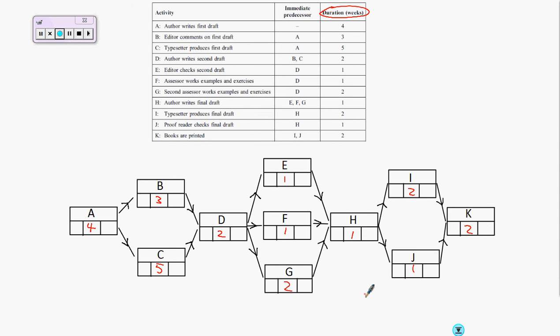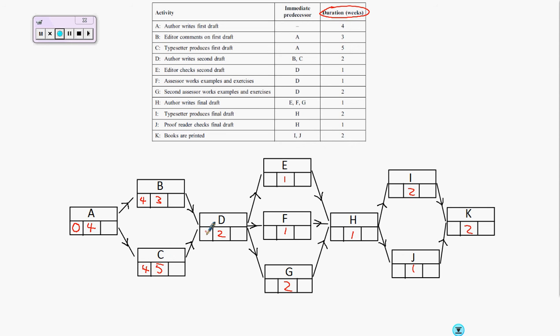Now the next thing the question asked me to do was to fill in the first and last boxes here by doing first of all a forward pass to find the earliest start times. So we start with A. Now the earliest A can start is obviously at time 0. If A starts at 0 and it takes 4 weeks to complete, that means the earliest that B can start is 4 weeks, and also the earliest C can start is 4 weeks.